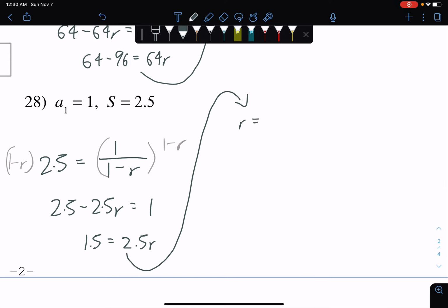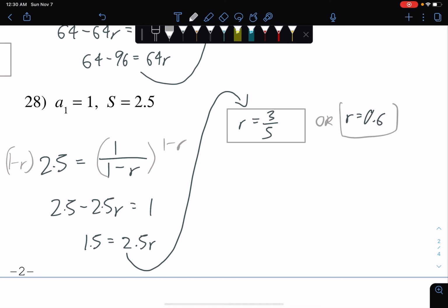R is equivalent to 1.5 divided by 2.5, which is 3 over 5. So R is equivalent to 3 over 5. Or, in decimal form, R is equal to 0.6. There you go.